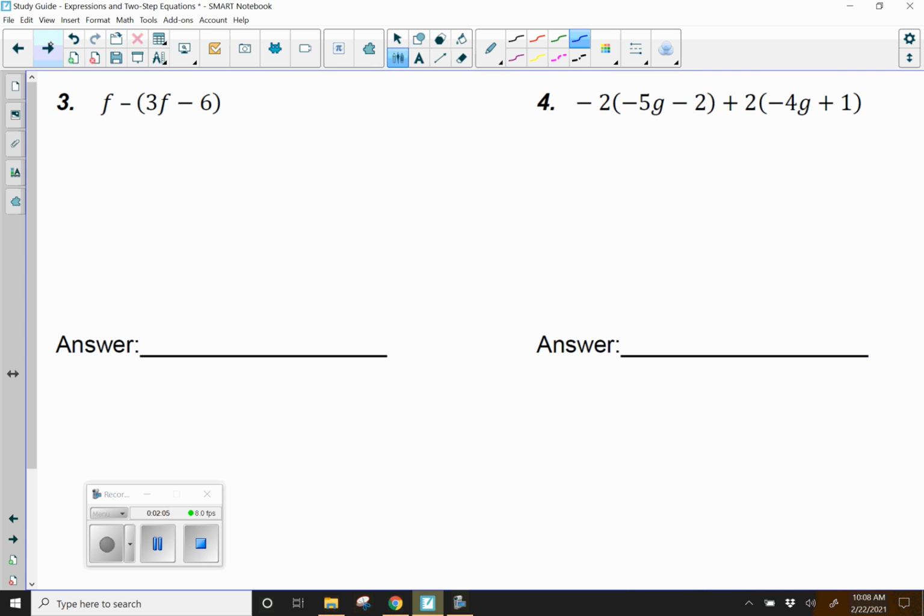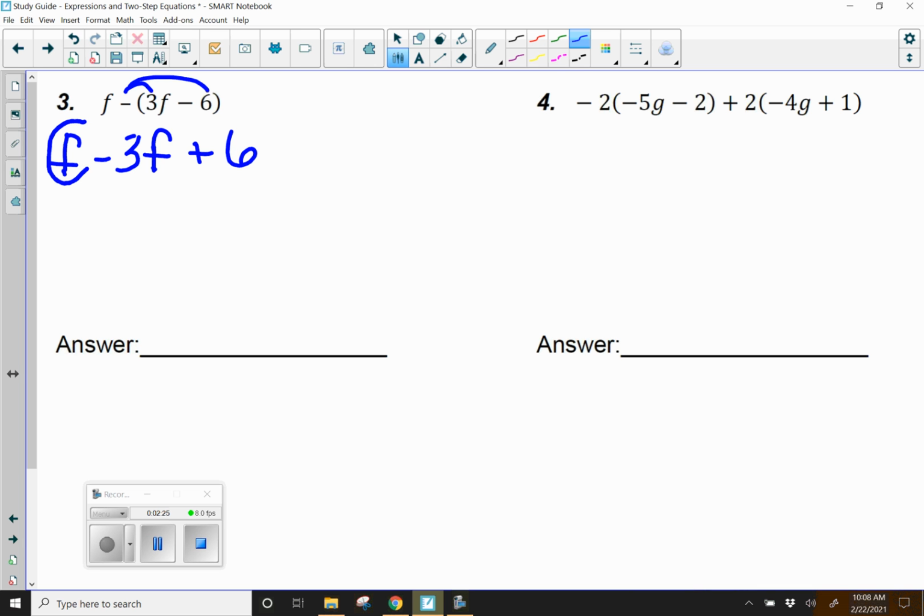Okay, moving on to number 3. We have a negative in front of our parentheses. Remember, the negative still gets distributed. So f stays as is. The negative times 3f gives me negative 3f. Remember, it just turns everything to its opposite. And then my minus 6 becomes a plus 6.